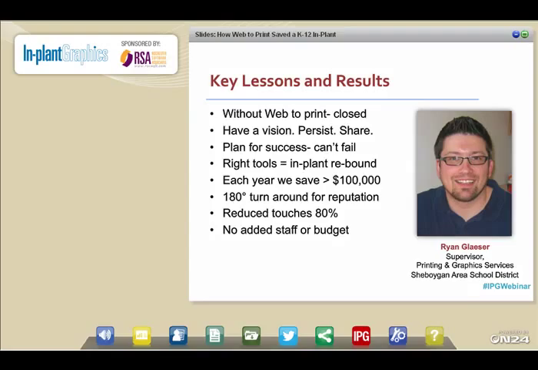We wound up saving the district over $100,000 annually, and the savings are compounding year after year. We improved our reputation by 180 degrees, and we reduced touches to the jobs by 80%. I haven't added any new staff or any increased budget since then either. So I will get on with the agenda here.